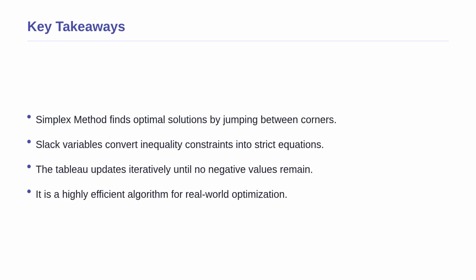Let us summarize the key takeaways from our journey. First, the Simplex method is an elegant algorithm that finds the absolute best solution by mathematically jumping from one corner of a feasible region to a better one. Second, we learned that adding slack variables is essential to convert real-world inequalities into strict equations we can solve. Third, by repeatedly updating our tableau through pivot operations, we climb the profit mountain until no negative values remain in our objective row. You have now covered the full mechanics of the Simplex method, a cornerstone of modern industrial decision-making.